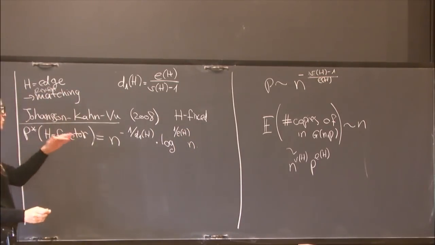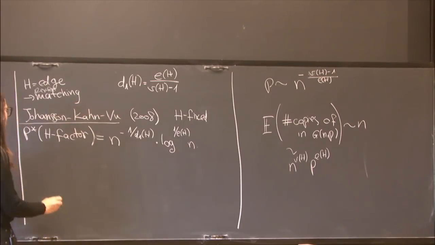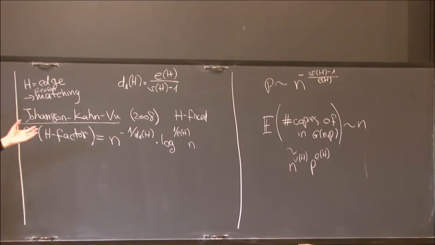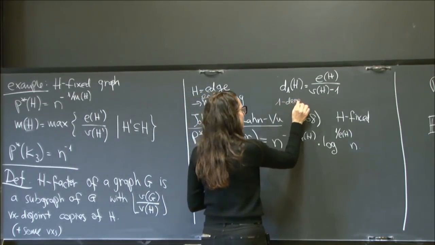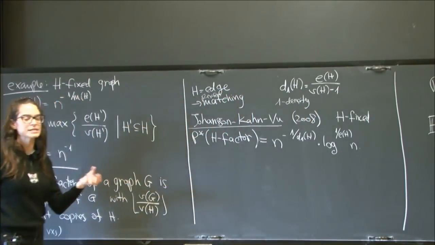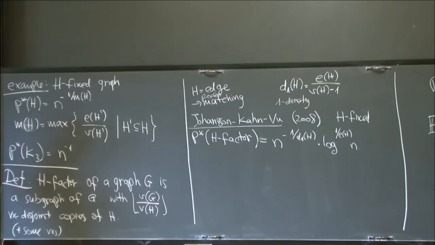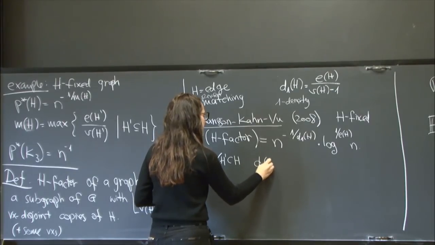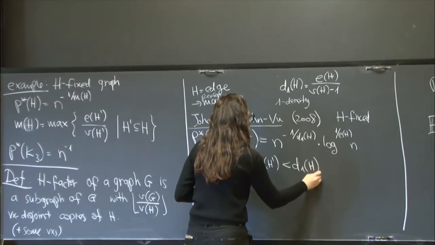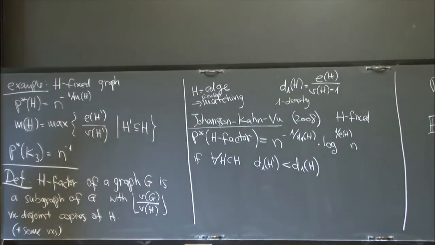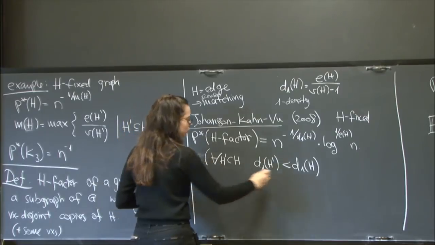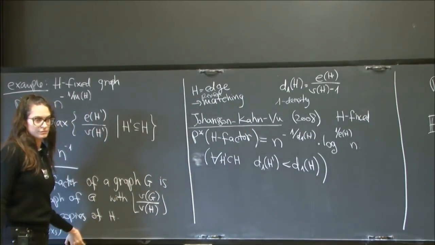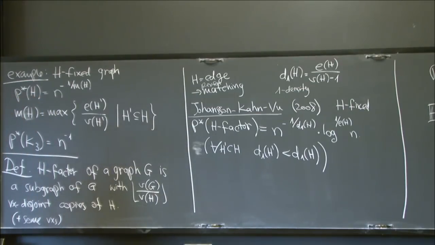This will be true when H is fixed, and I also want one more restriction. We call this the one-density of H. I want the one-density of H to be attained on the entire graph and not on a subgraph. So for every proper subgraph of H, its one-density is smaller than the one-density of H itself. For the matching example, this d1 is 1, and you get n log n edges. So you need n log n edges in order to see a perfect matching.